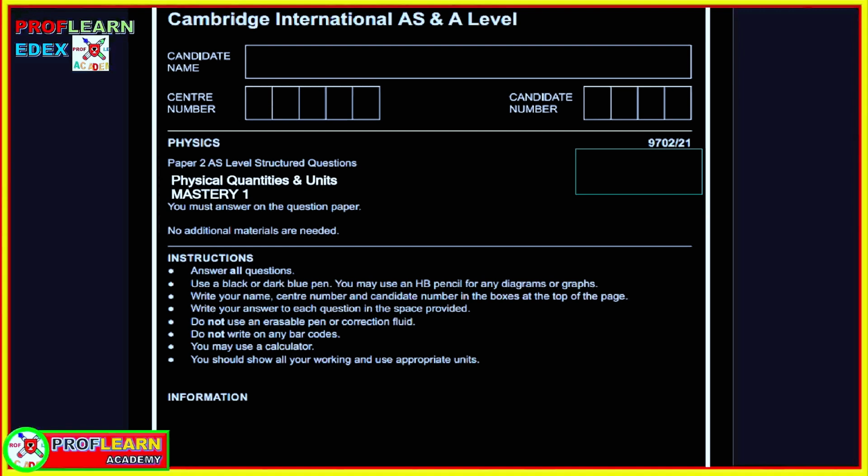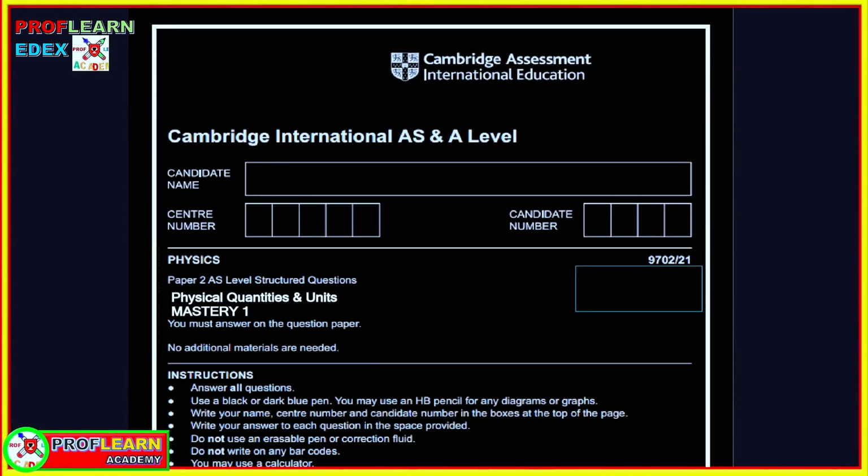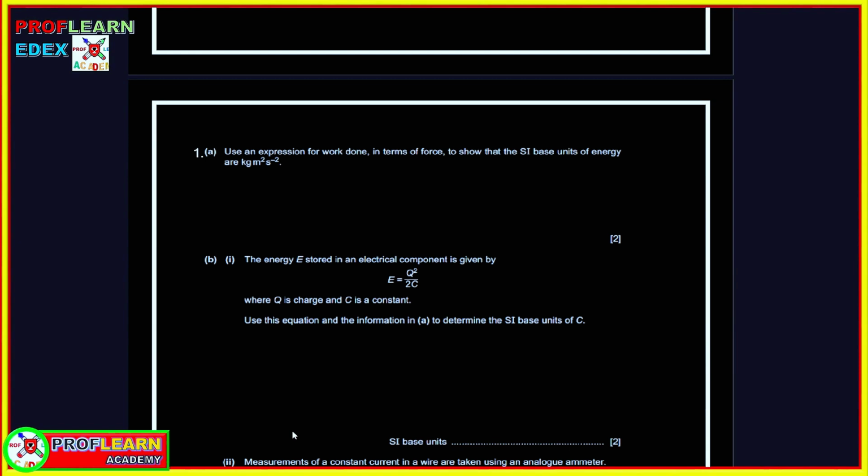We are going to begin from the first section, the possible question that you can be asked, and in this case, you can see here we are told to use the expression for work done in terms of force to show that the SI base unit of energy is kg m² s⁻².